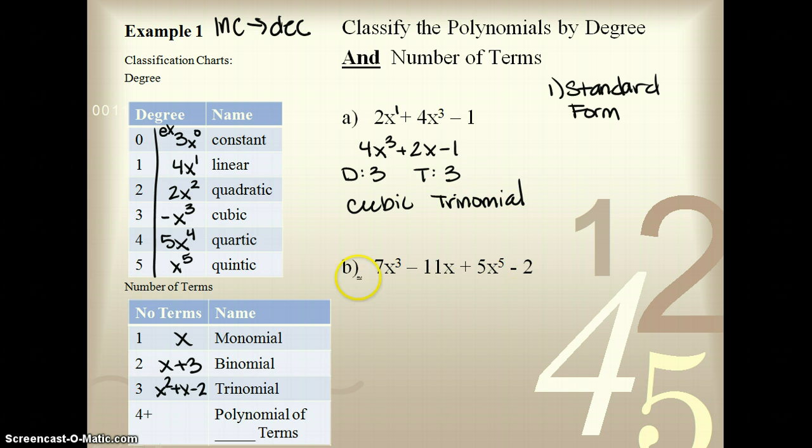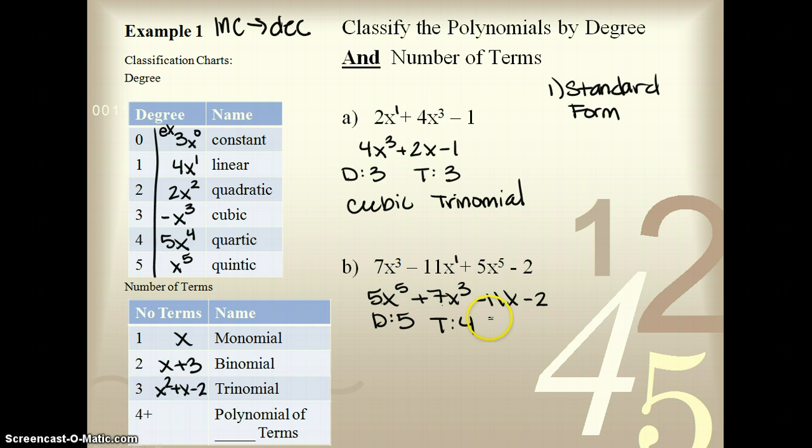Okay, so the second one, B, 7x cubed minus 11x plus 5x to the 5th minus 2. Again, we have degrees of 3, 1, 5, and 0. So from here, we need to rewrite. The 5 should go first, then the cube, then the minus 11x, and lastly, the minus 2. Again, our largest degree, or our largest exponent, is 5, and the number of terms is 1, 2, 3, and 4.